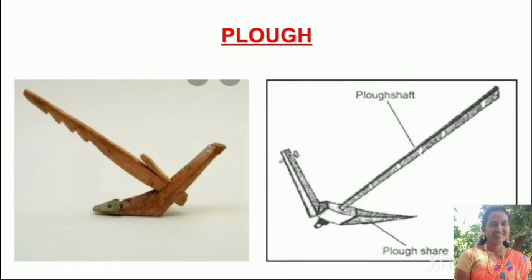This plough has a strong, sharp, triangular iron strip called the ploughshare. The long log of wood is called the plough shaft. The other end is attached to a beam which is placed on the bull's neck. Okay, so this is about the plough.